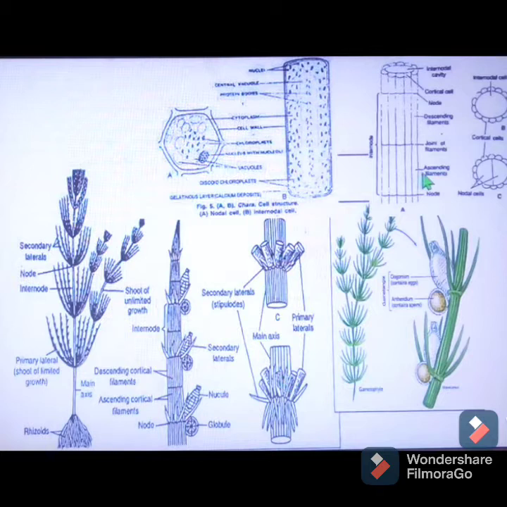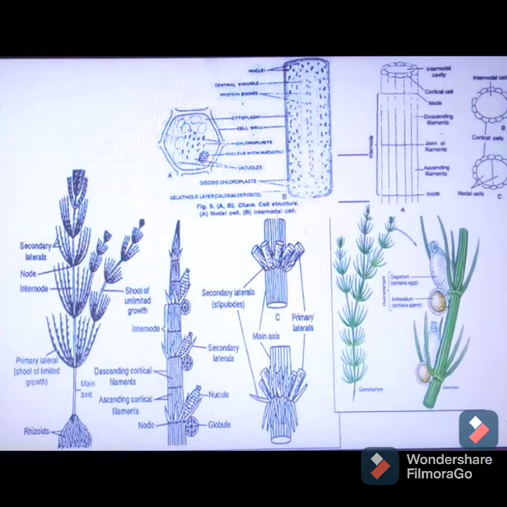So these cortical cells arise upward and downward, and thus the internode is covered by the ascending filaments, which you can see in this figure. Ascending filaments are the cortical cells which grow upward, and the descending filaments are the cortical cells which grow downward. So the internode is covered by two types of filaments, the ascending and the descending filaments.